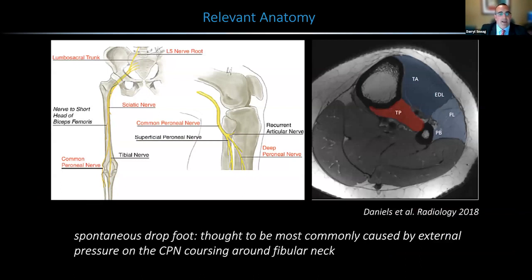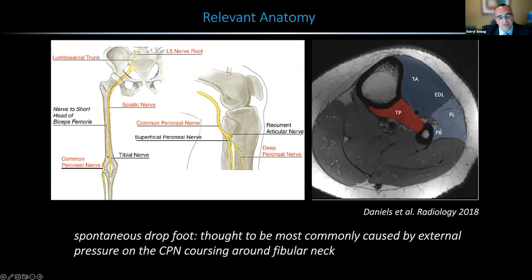So let's go over the relevant anatomy. Schematic is from a paper from Steve Daniels and myself in Radiology. And just to remind you again, the root origins are L4 to S3. Just to show the lumbosacral trunk, a bit of a misnomer, contributions from L4 and L5 that will then contribute to the sciatic nerve. Sciatic nerve will run down the leg. It will give multiple branches to the hamstrings via the tibial component of the nerve, and one branch via the common peroneal component, and that's the short head biceps femoris within the mid-thigh.